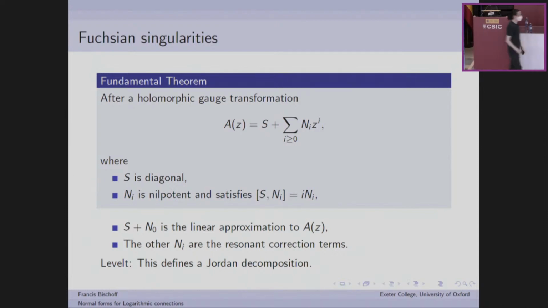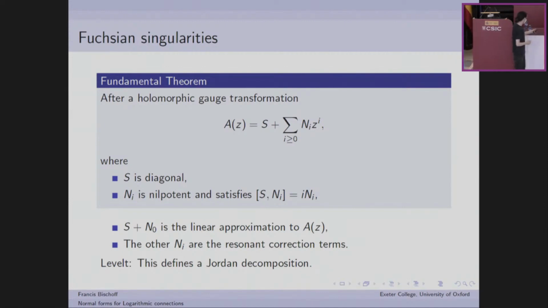One useful way of thinking about this is that S plus N_0 is the constant part. This is like the linear approximation. And this is what you would expect to get in general. But if S is tuned just right, then you can get these extra terms, which are the resonant correction terms. And they're occurring here. You can see they're eigenvectors for the adjoint action of S. And just to recall, the eigenvalues of the adjoint action are the differences of the eigenvalues of S. So these terms can only appear if two eigenvalues of S differ by a positive integer.